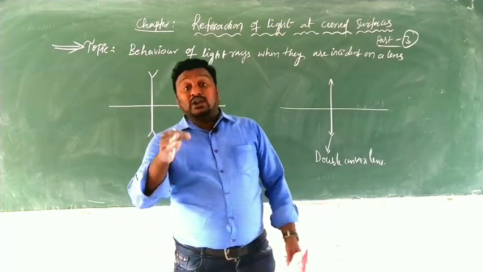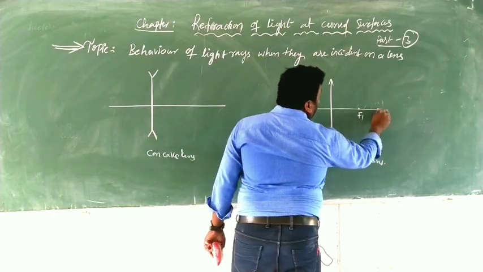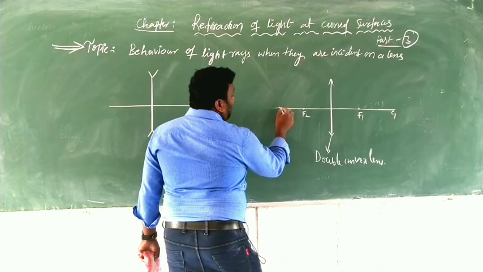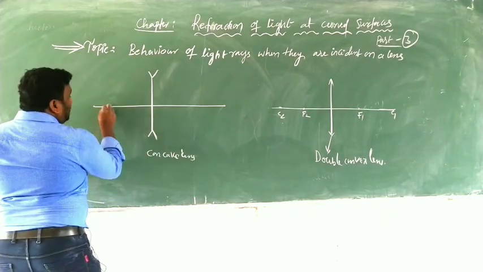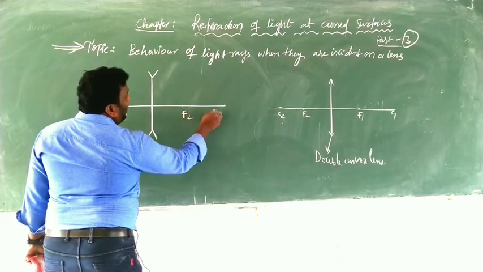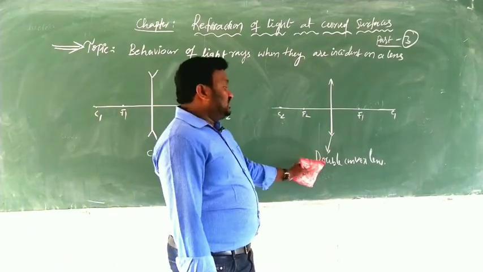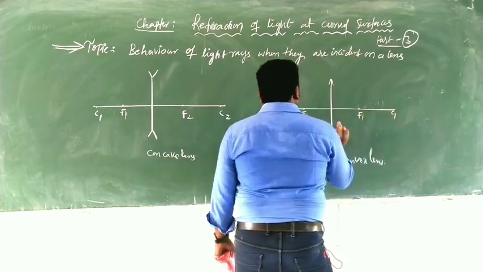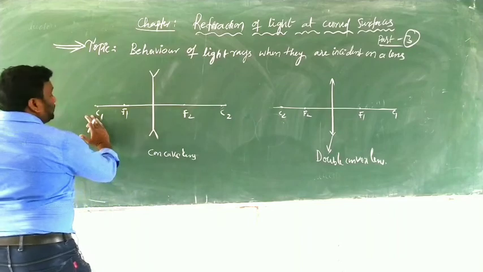Clear? And you have to remember one more important point. For the convex lens, on the first side we have F1, C1, and on the other side F2 and C2. I already told you, for a lens we have two focal points. For the biconcave lens, on the first side we have F1 and C1, and on this side F2 and C2. That is the difference you have to identify. For a convex lens, from the middle of the lens, the right side has F1 C1 and the left side F2 C2. In case of concave, the right side has F2 C2 and the left side F1 C1.